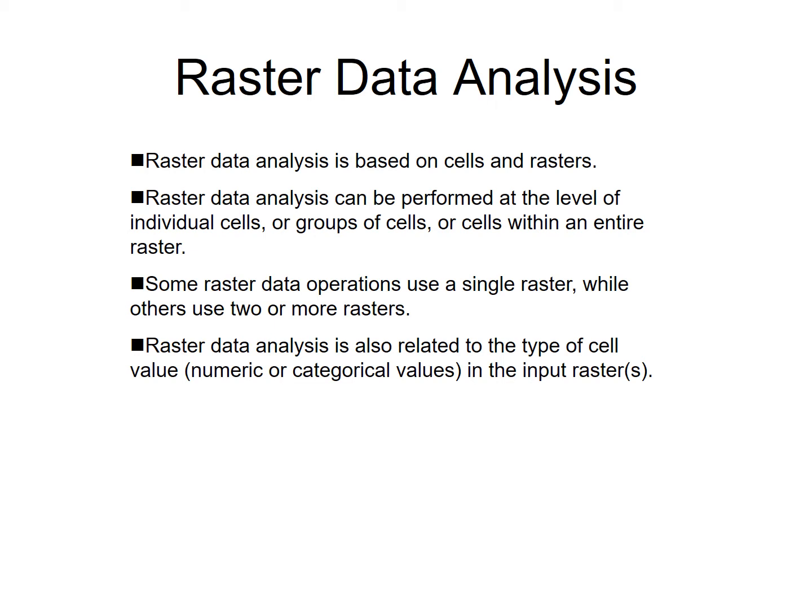Raster data is based on cells and rasters. It can be formed at a level of individual cells, groups of cells, or cells within a raster. Some use a single raster, others use multiples, and so there's different ways you can do that. Remember that raster data analysis is related to the type of data, so there's certain things you can only do because of the types of data. In other words, if it's numeric, you can do some things. If it's categorical, you can only do others.